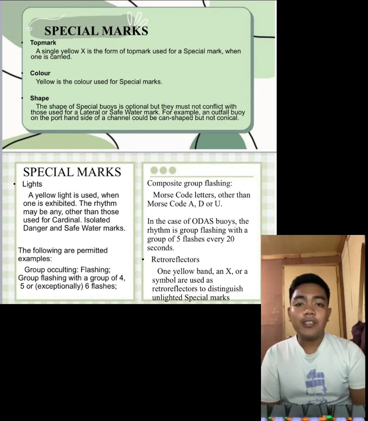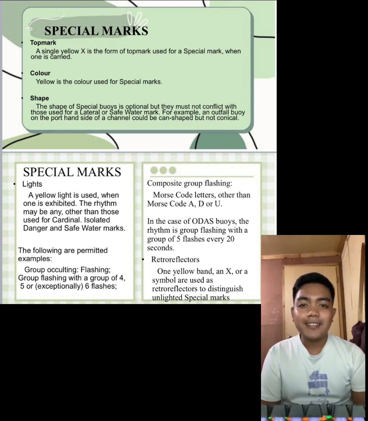In the case of ODAS buoys, the rhythm is group flashing with a group of 5 flashes every 20 seconds. And lastly, the retroreflectors. One yellow band, an X, or a symbol is used as retroreflectors to distinguish unlighted special marks.